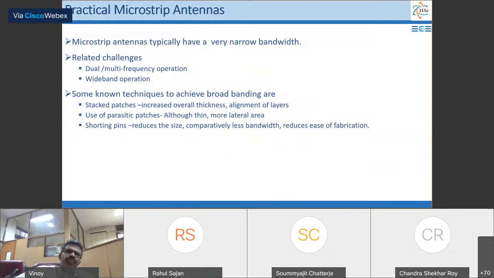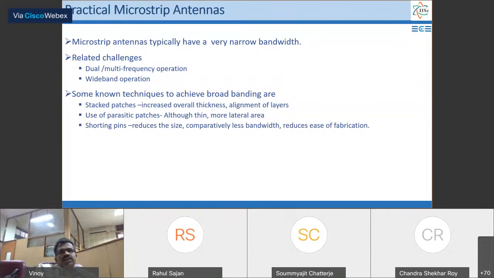But there are also several design challenges in microstrip antennas. Conventionally, most of the early designs of microstrip antennas have narrow bandwidths. And therefore, research has been on for dual band or multi-frequency or wide band operation of microstrip antennas. My students were working on some of these topics maybe 10 or 15 years back, and we sort of stopped working in that direction for some time now.